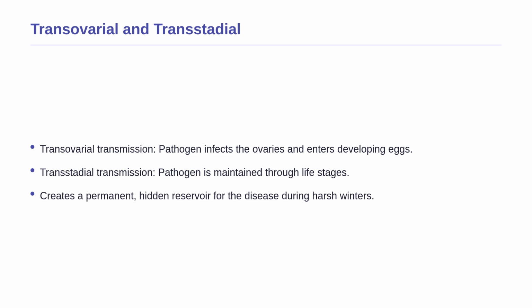Together, these mechanisms allow the insect population to act as a permanent, hidden reservoir for the disease. It ensures the pathogen persists through harsh environmental conditions, like cold winters, when adult insects die off, but their infected eggs survive.